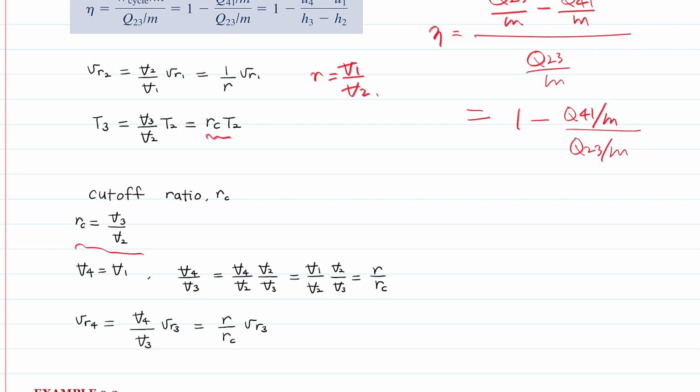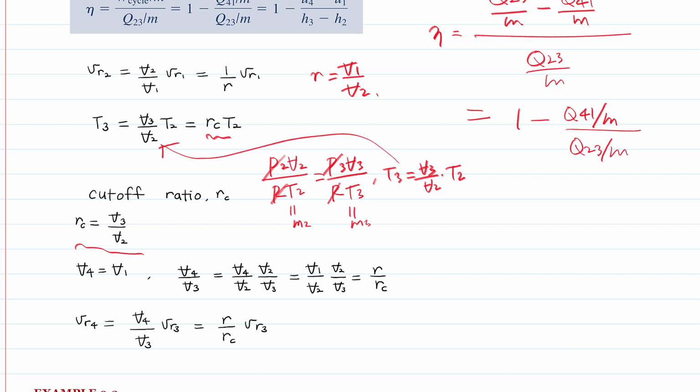Going from state 2 to state 3 is a constant pressure heat addition process. Using the ideal gas law, we can write this one is m2, this one is m3. Mass remains constant. It's a constant pressure process, so P2 equals P3. R cancels out. So T3 equals V3 over V2 times T2. This is what we have here, and V3 over V2 is the cutoff ratio.